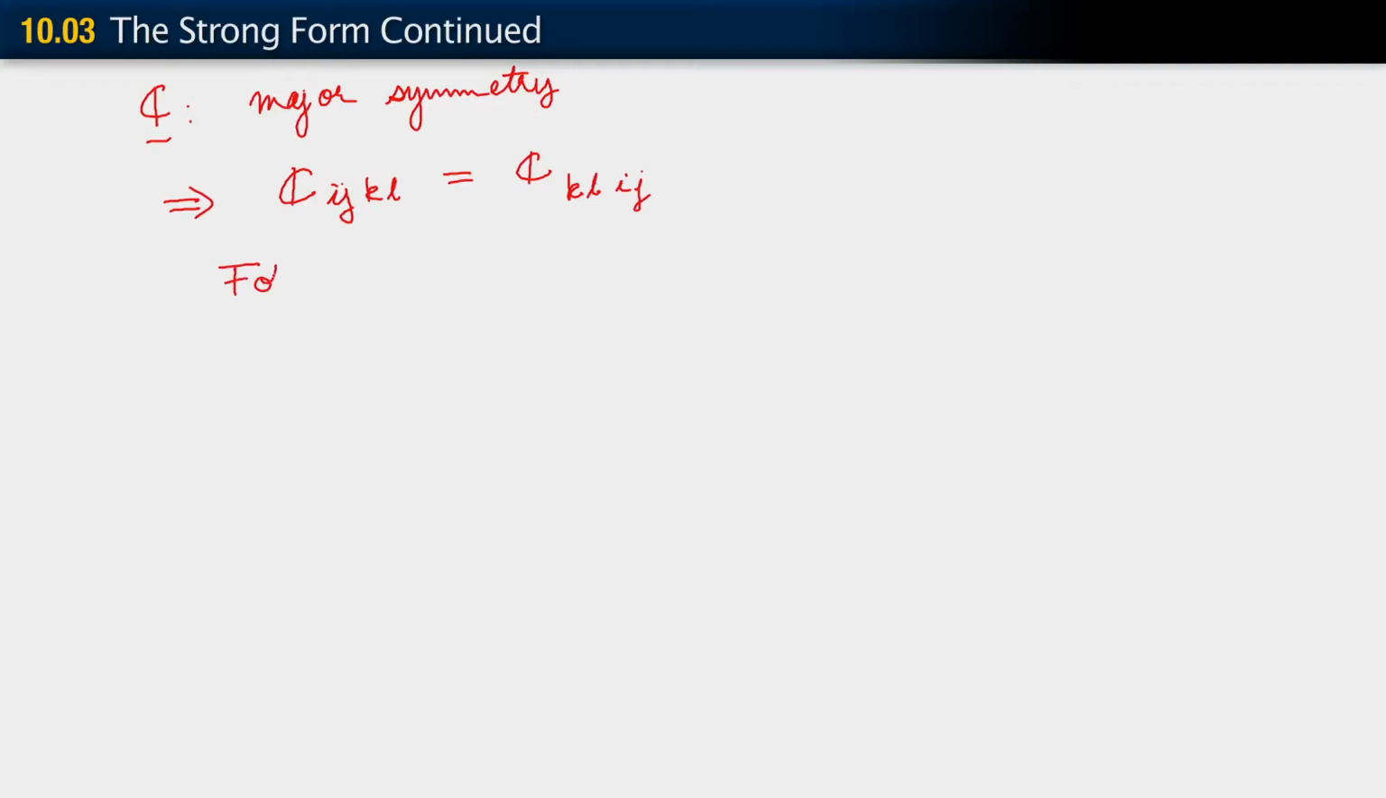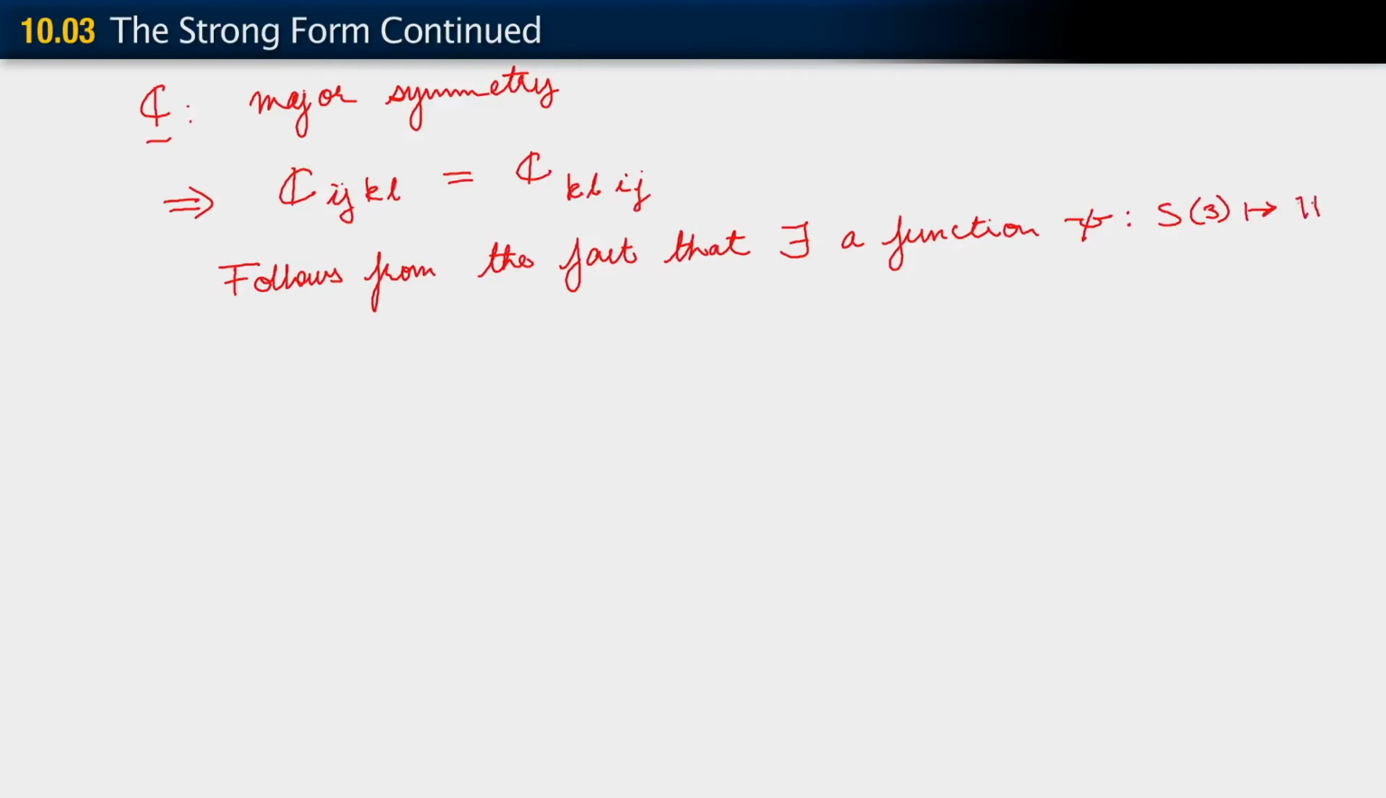It follows from the fact that when one is dealing with linearized elasticity, linearized elasticity itself is built upon the idea that there exists a function (the backward-looking E is the symbol for there exists), a function psi, which is a mapping from S3, S3 being the space of symmetric second-order tensors, to the space of positive reals.